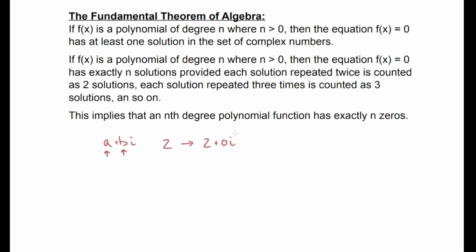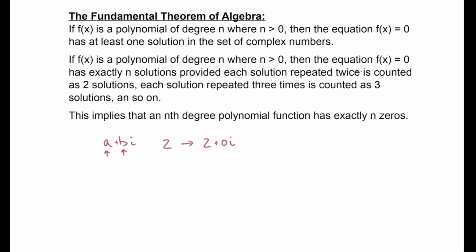So what this is saying is that if I have a polynomial where the degree n is greater than 0, this equation f of x equals 0 has to have at least one solution in the complex numbers. Okay, great. If f of x is a polynomial of degree n where n is greater than 0, the equation f of x equals 0 has exactly n solutions. So not only does it have at least one, it has exactly n solutions.